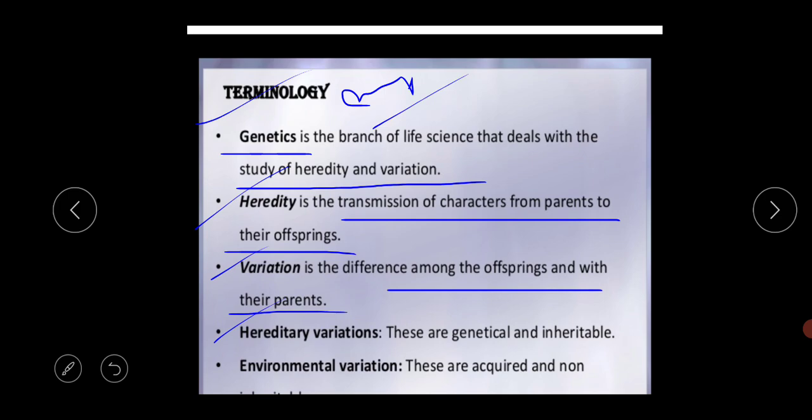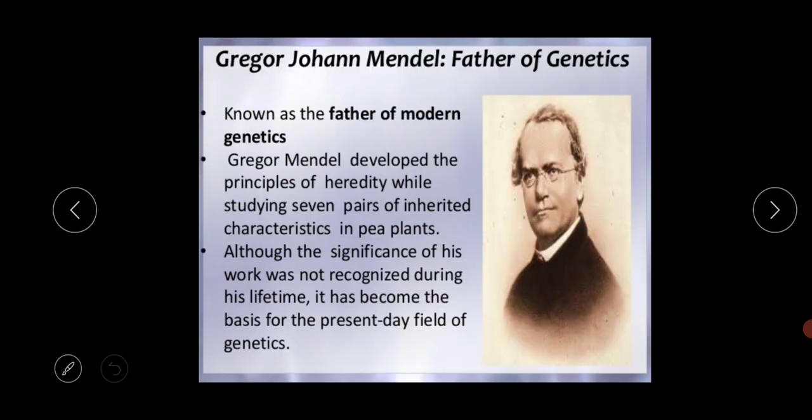Next thing is hereditary variation. These are genetical and inheritable. And next thing is environmental variation. These are non-heritable. So this is the basic thing.